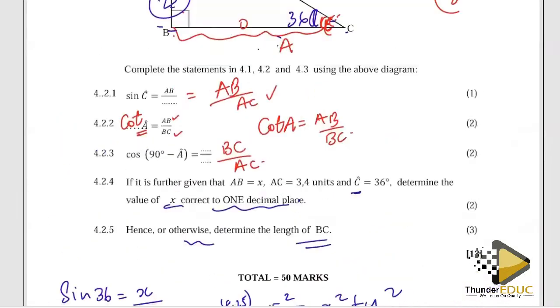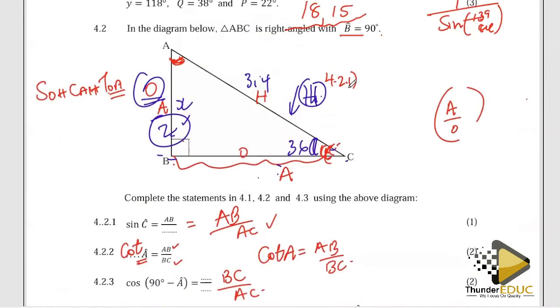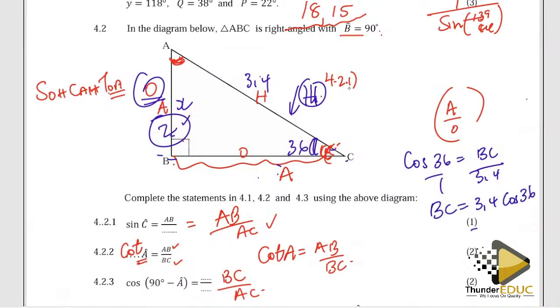Alternatively, we said we can also use what? The cos, and say that the cos of 36 is equal to BC over the 3,4. Then cross multiply, so that your BC is 3,4 times the cos of 36. Let's see if we still get the same answer. 3,4, the cos of 36, that gives us 2,75, exactly 2,75 units. So that is how we would have gone about this paper.